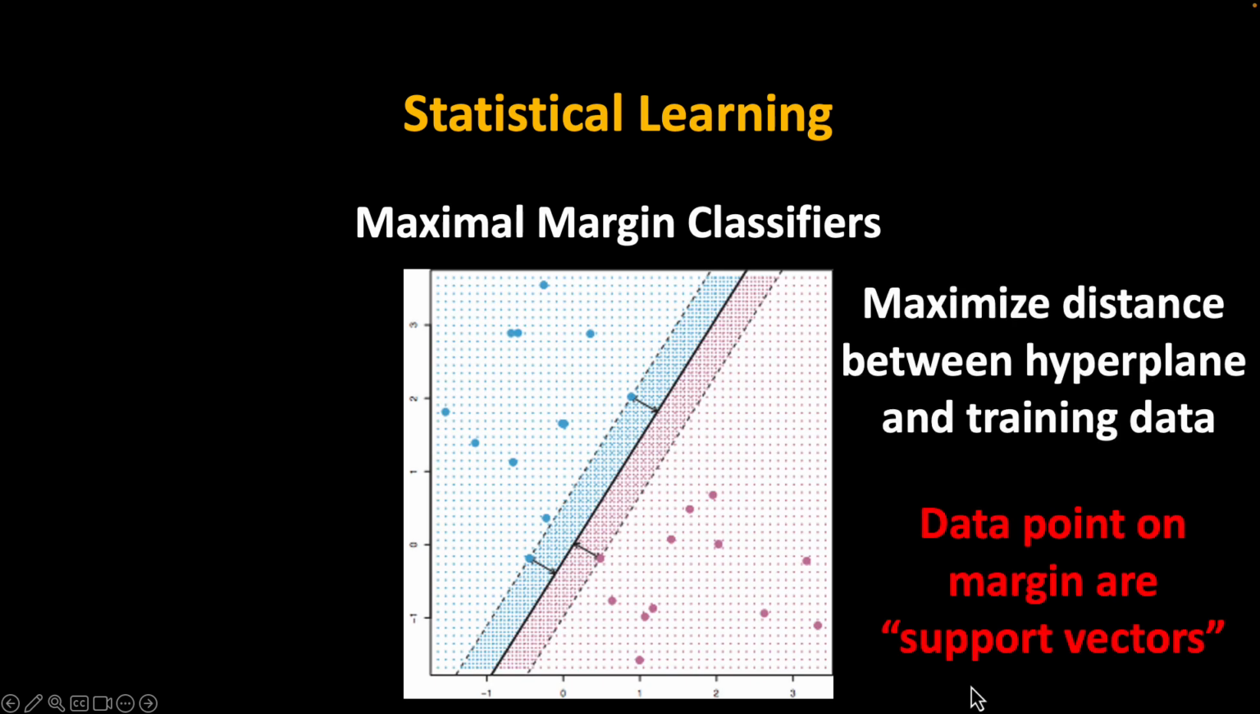So in this case, we have some kind of buffer space between our line and the nearest data points. And the data points on the margins are called support vectors. So they determine where exactly that line is crossed.